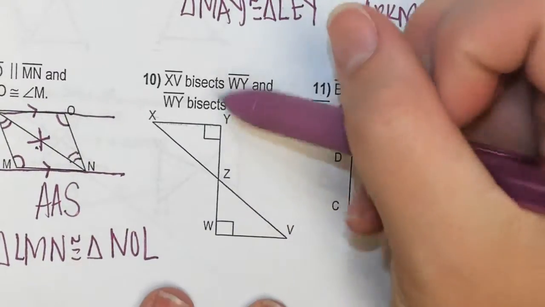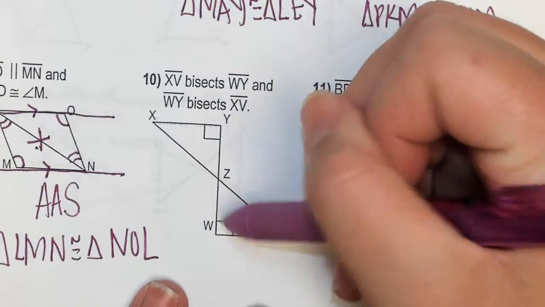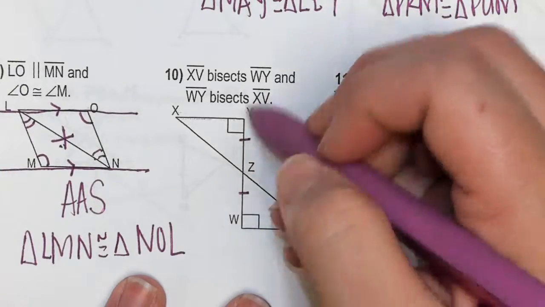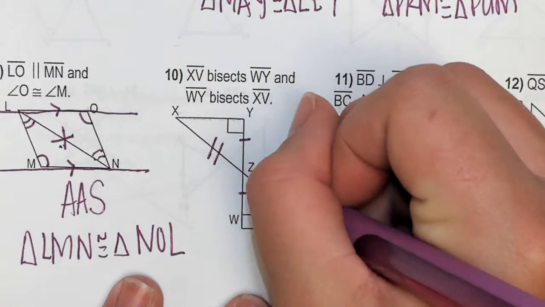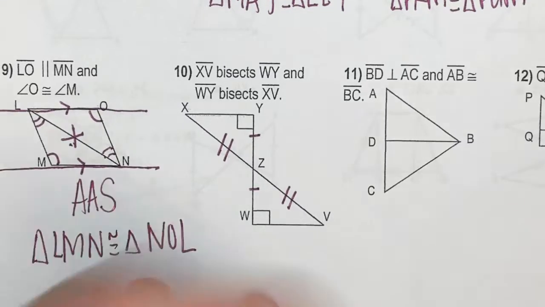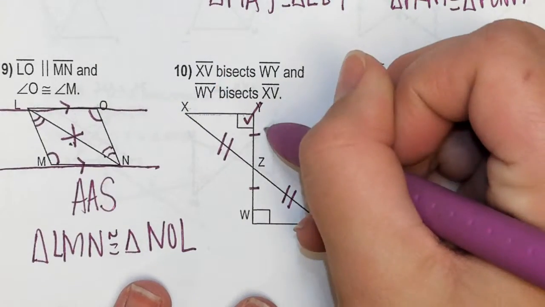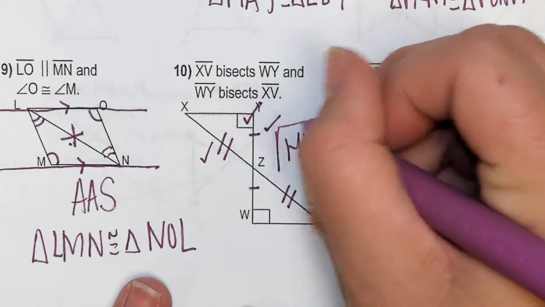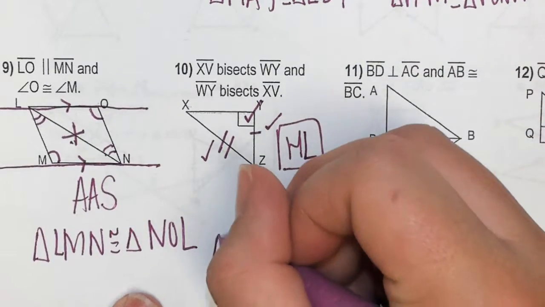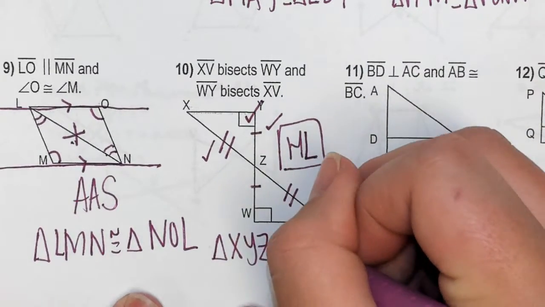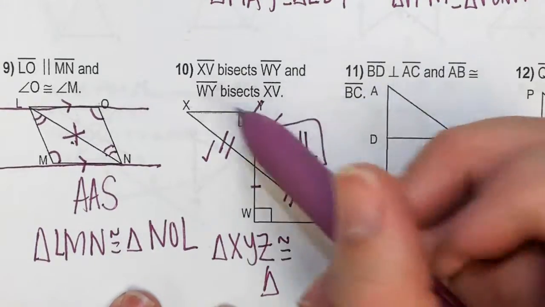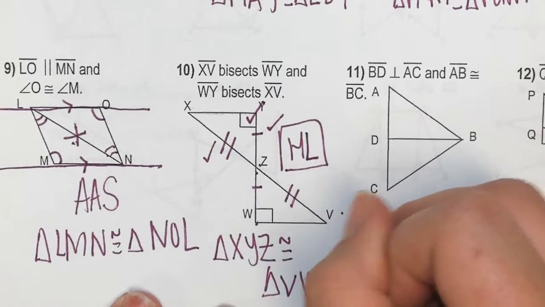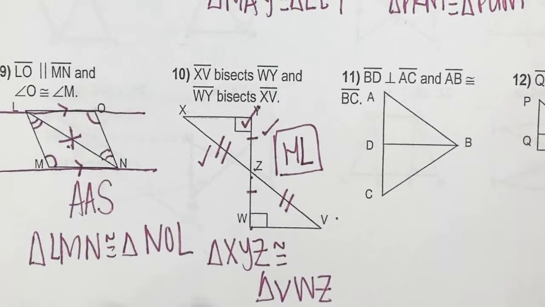Okay, 10. XV bisects WY. So this is congruent to this. And WY, which is this one, bisects here. So this is congruent to this. Well, what 3 things do you see? 90 degrees, leg, hypotenuse. So, hypotenuse leg. So triangle XYZ is congruent to triangle VWZ, with the vertical angles at Z. Okay, you try 11 and 12.